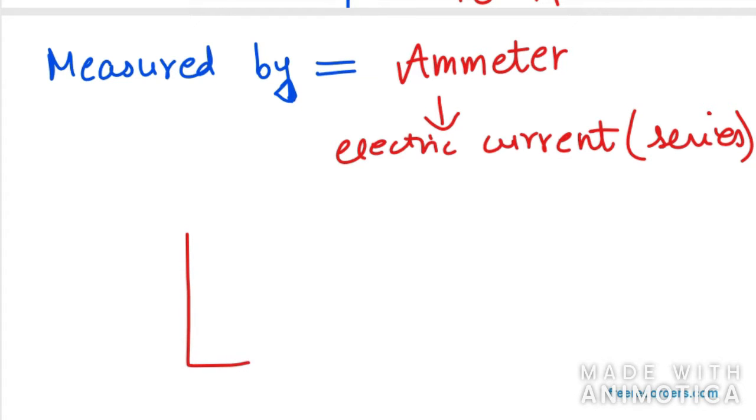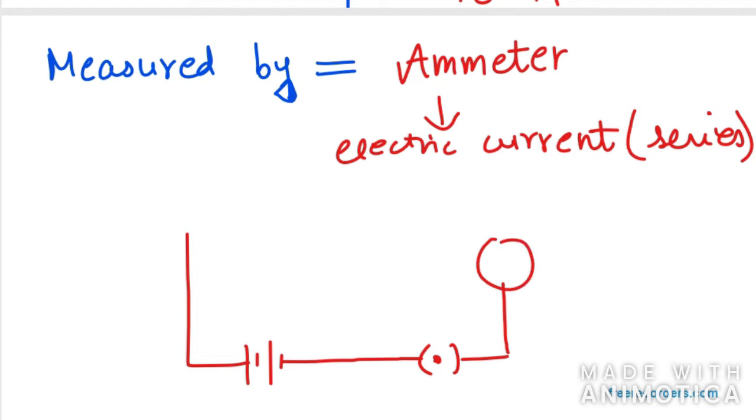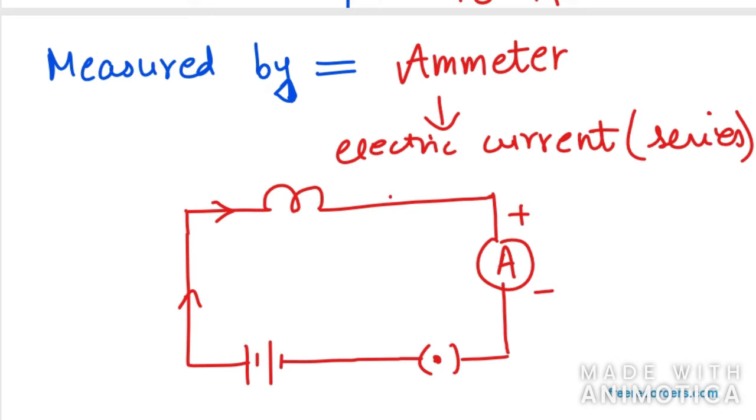Suppose we have a source, that is a battery here, and a key or switch is there, and we have an ammeter here. So it is connected like this, always in series, never in parallel. If you connect it in parallel, it won't be able to measure your current value. So always it is connected in series, remember this.